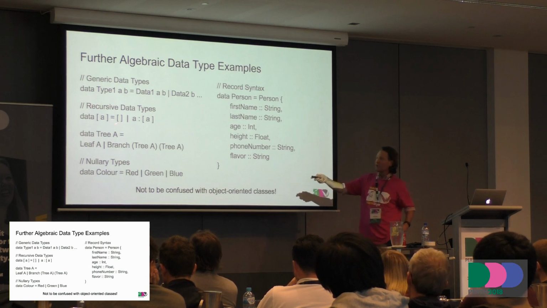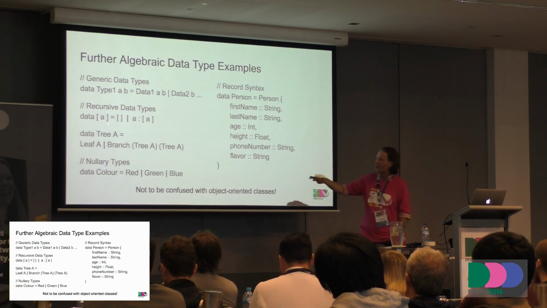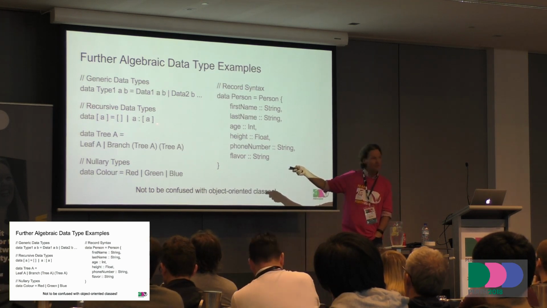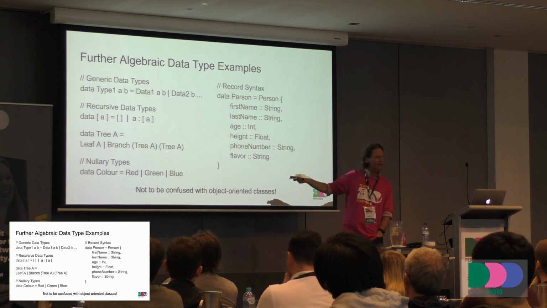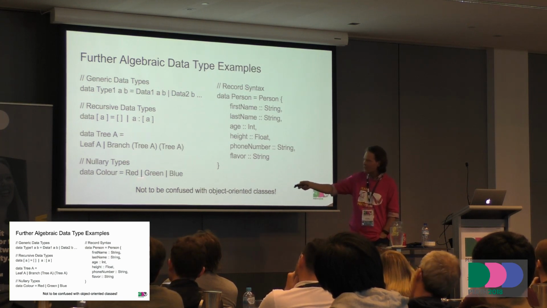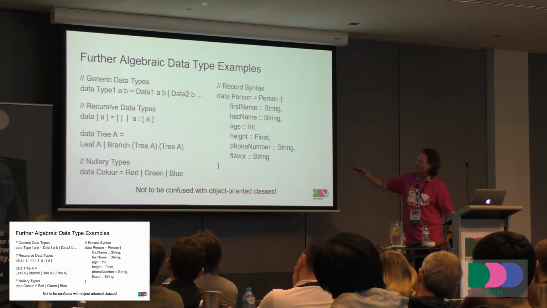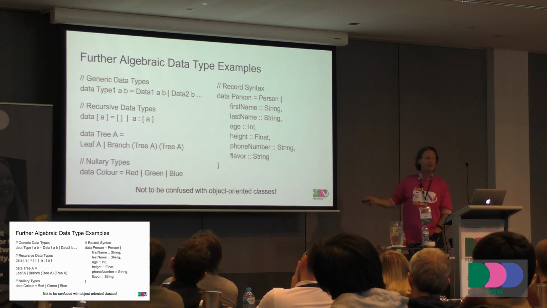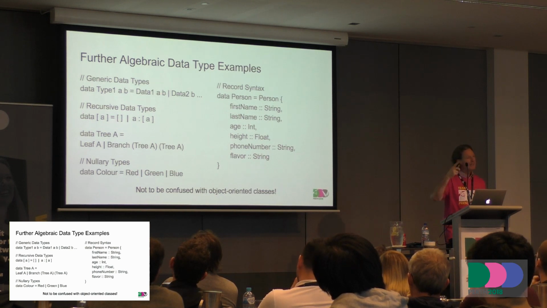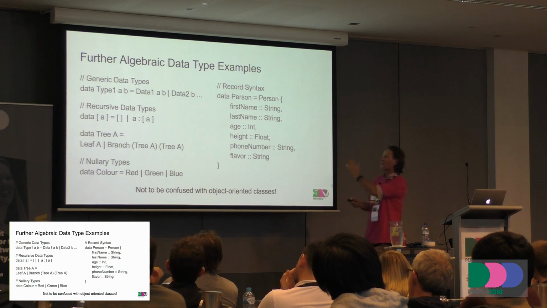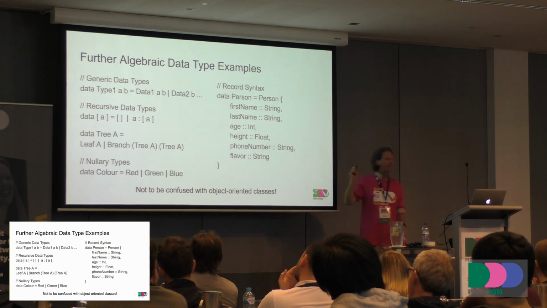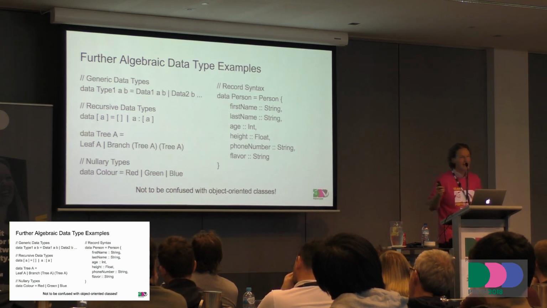But they do allow recursive data types. Here we're defining a list in terms of a list, or a tree in terms of a tree. You can have what are called nullary types, which don't take any values, they're just set values. And you can also use a nice syntax which looks a bit like a structure or a class, but again it's not. It's just a data type, an algebraic data type. So don't confuse these with OO. These are very important, and we'll talk about them today, so keep those in mind.